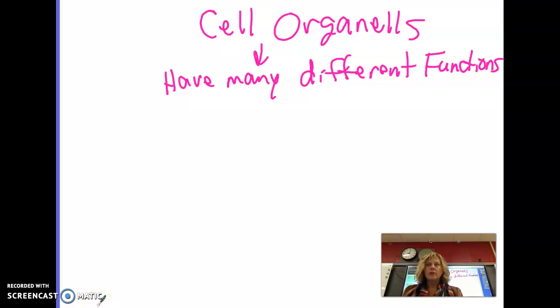Hello biology students. I want to do a quick recap today of the organelles. Hopefully you've completed your cell factory and turned that in. But I want to just quickly review with a concept map, and I want you to write this in your notes because I think this is really important.